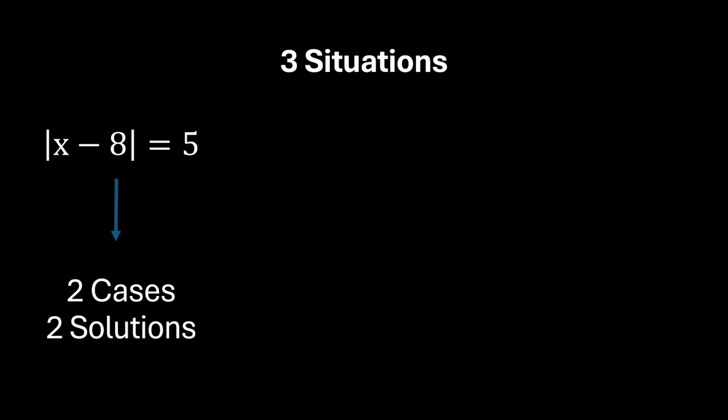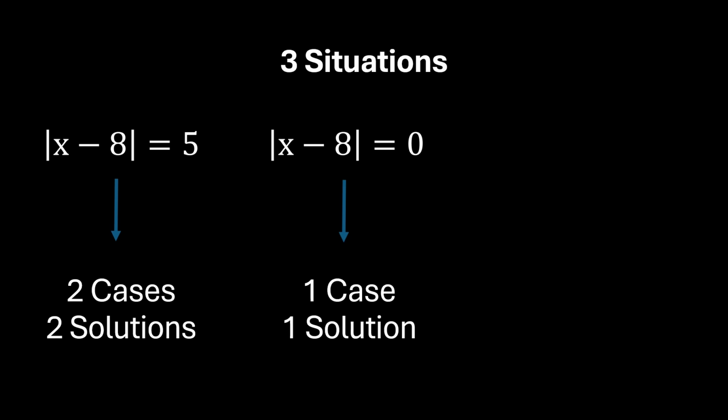Well, we do have three situations when we're solving absolute value equations. So in something like this, where I have the absolute value of x minus 8 equals 5, it's a positive number that the absolute value is equal to. So I have two numbers that could go inside the absolute value that come out as 5. So I would have two cases giving me two solutions. I could also have another scenario where I have the absolute value of x minus 8 is equal to 0. That would just be x minus 8 equals 0, because 0 is 0 spaces from 0. So I have one case with one solution.